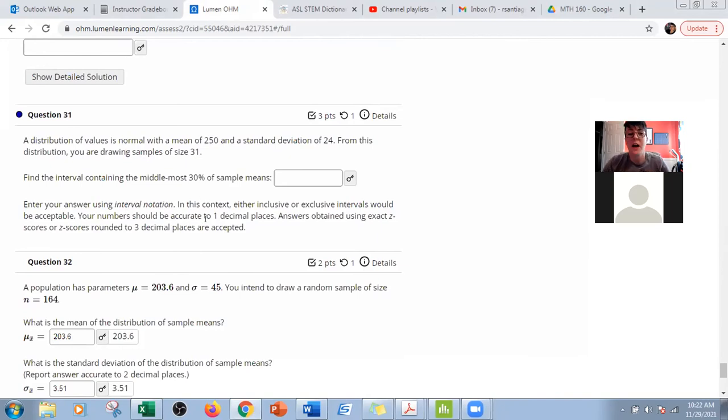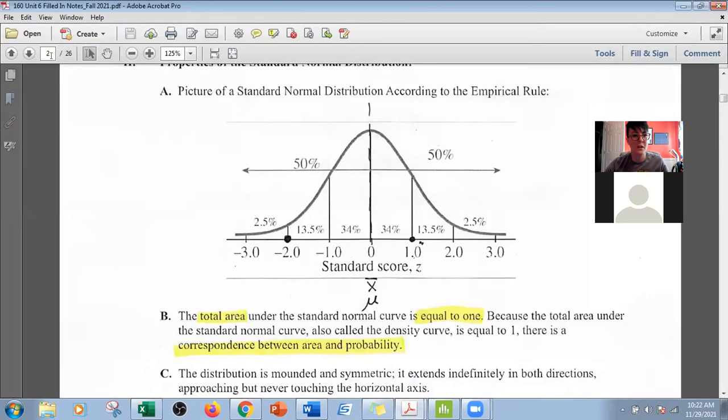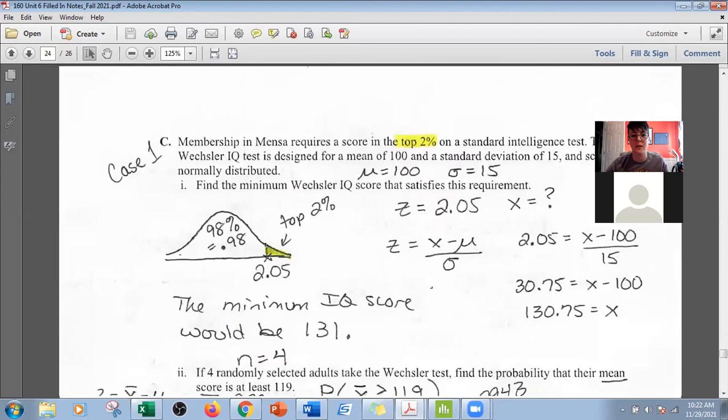A distribution of values is normal with a mean of 250 and a standard deviation of 24. From this distribution, you are drawing samples of size 31. We want to find the interval containing the middlemost 30% of sample means. The first thing we notice is that we're referring to the central limit theorem, the sampling distribution of sample means. So I'm just going to show you my notes again, and we are going to look at the formulas.